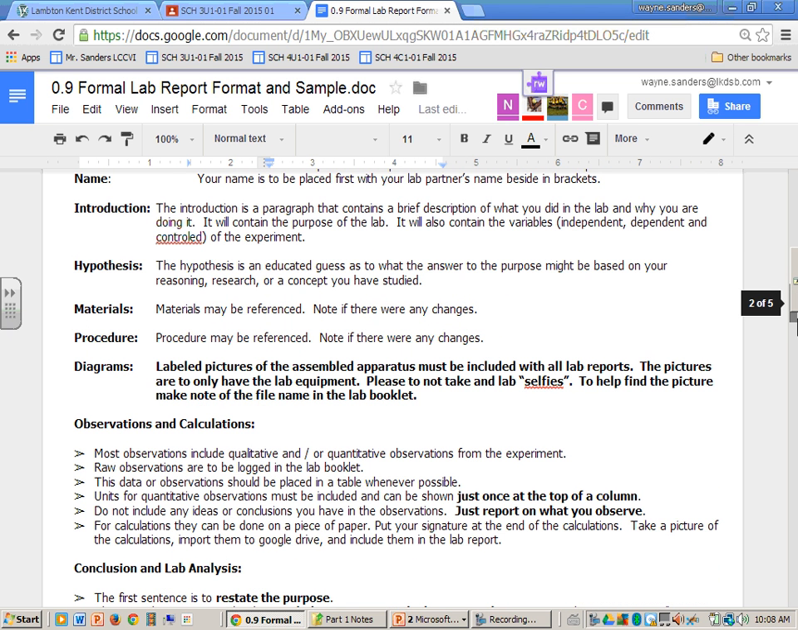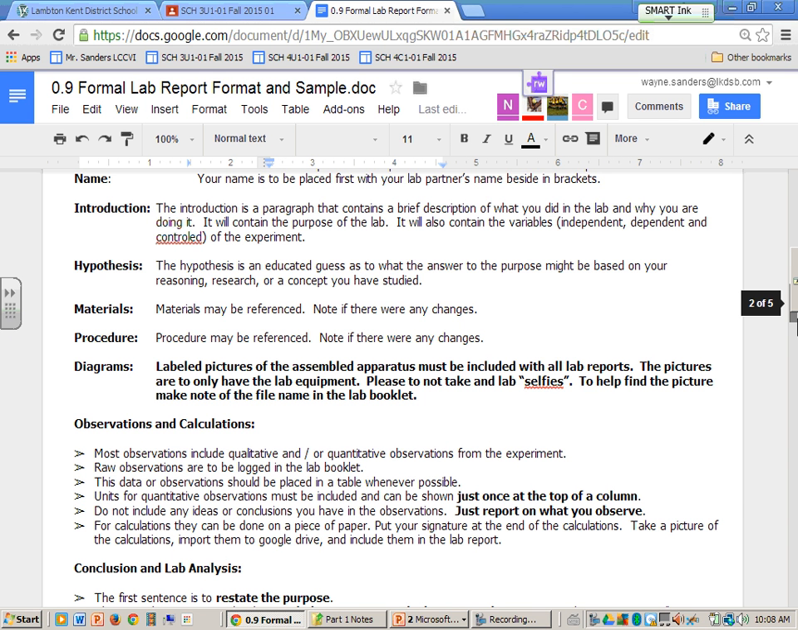All right, diagrams, this is new. A labeled picture of your assembled apparatus. So once you get your apparatus assembled, or sometime during the lab or at the end, put out all the stuff that you used, get it into a frame and take a picture of it, all right? Years ago, we used to have diagrams, right? Please draw a diagram of your apparatus. I hated it. I was terrible at drawing the diagrams. But now with your phones and the cameras, take a picture of your apparatus. And then you're going to label them, all right?